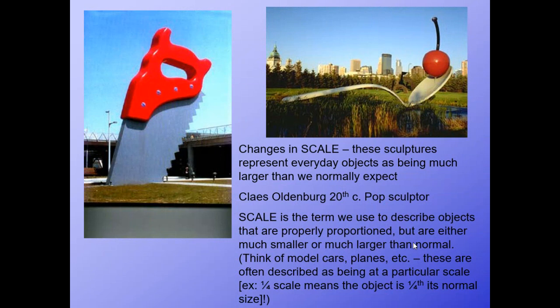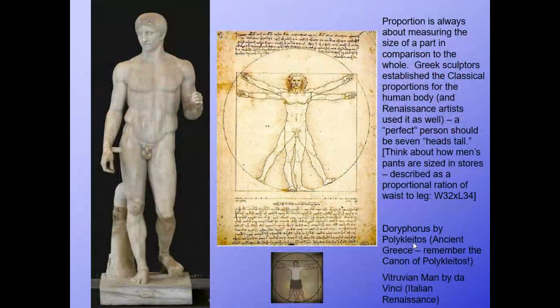So with scale, what we're really seeing here are things that are the way you would expect them to look in terms of proportion, but they are at a much larger size than normal. So these are pieces by Claes Oldenburg, who's a very famous sculptor, well known for everyday objects that are normally small-ish handheld things, a spoon or a handsaw, at an enormous scale, so big that they are many, many times larger than they would be in normal life.